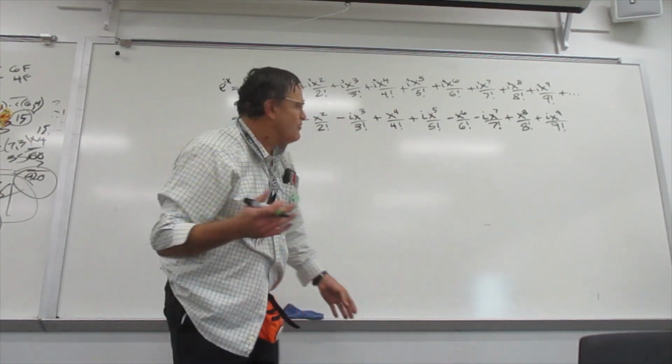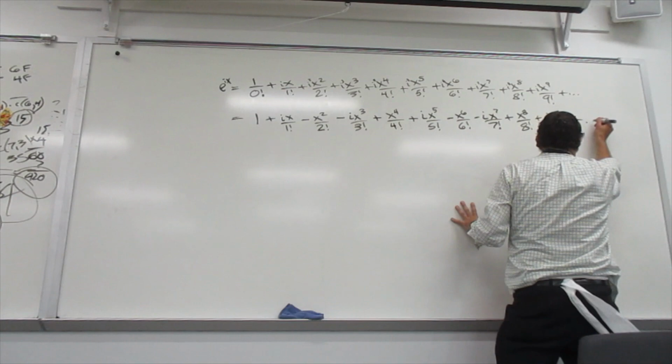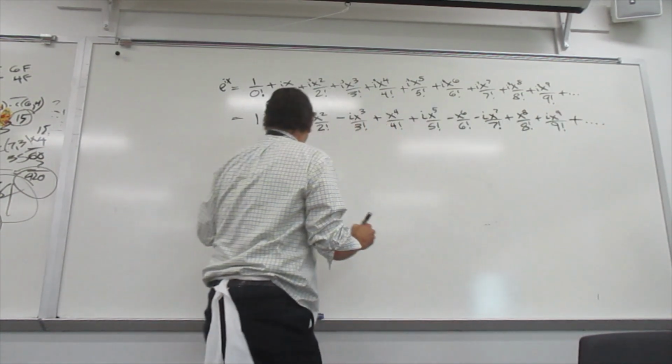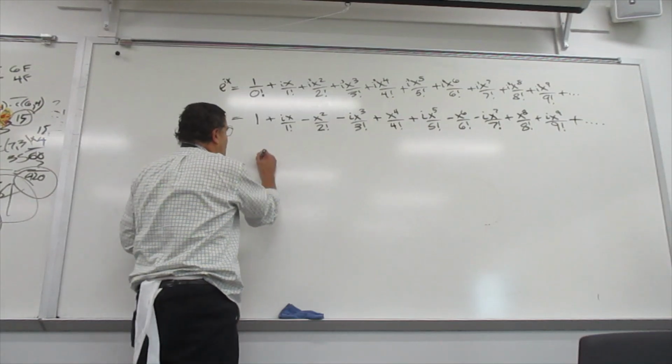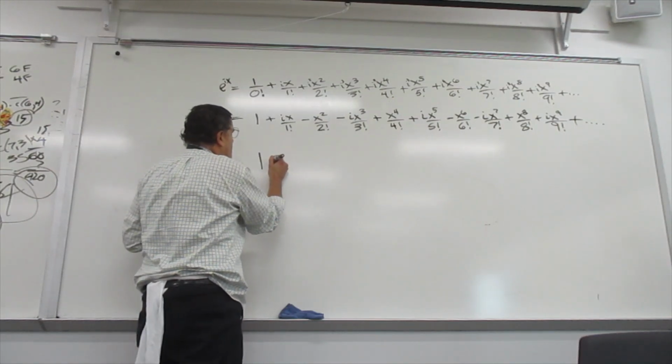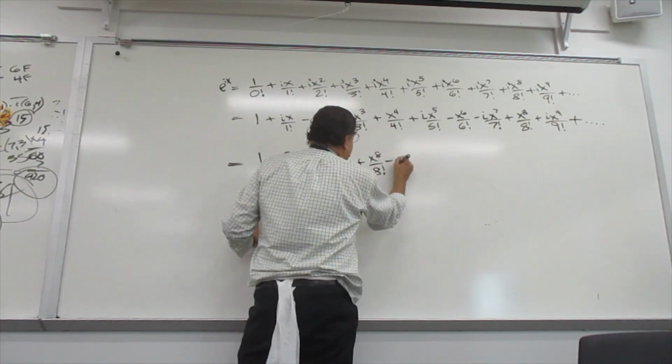I want to separate these terms. This is an infinite series, so that all the real numbers are on the left. So I have 1 minus x squared over 2 factorial minus dot dot dot.